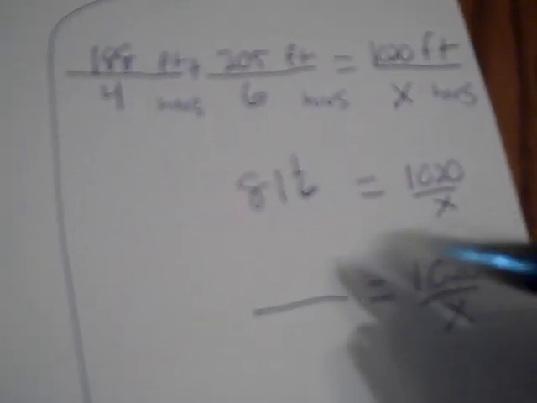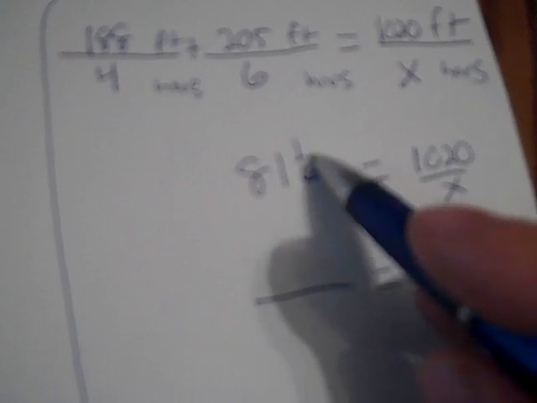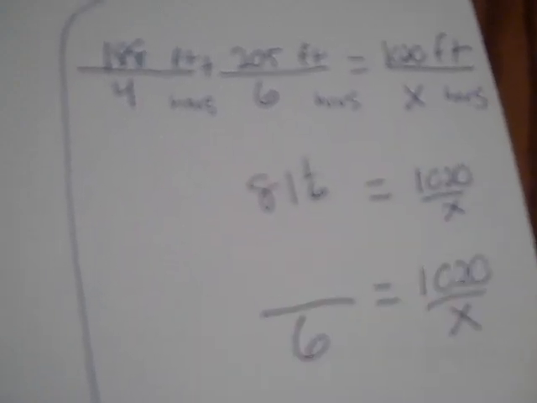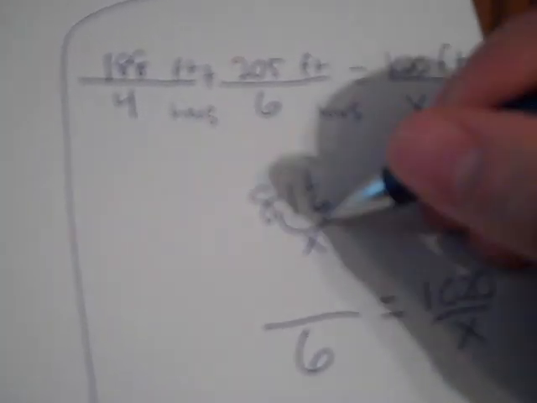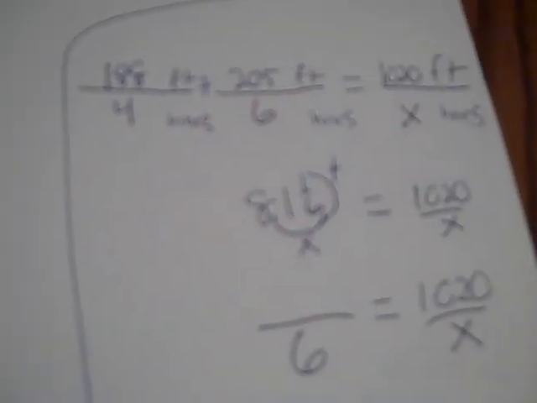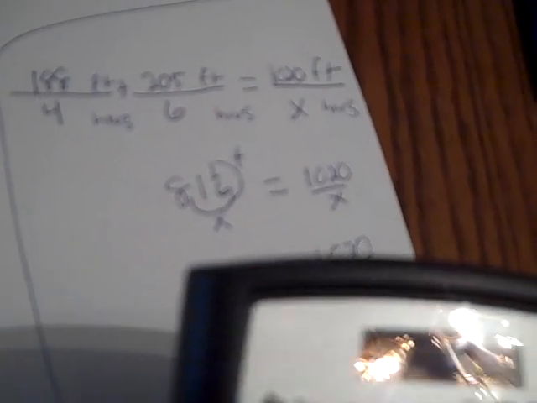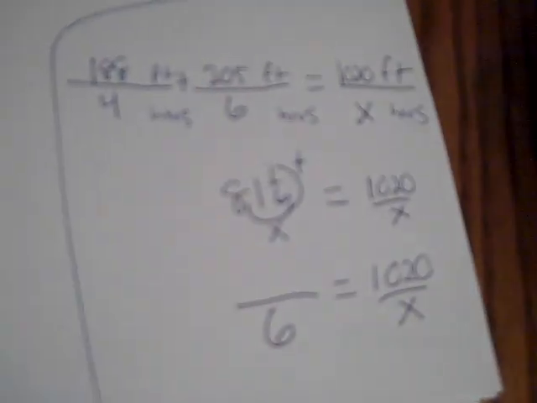So 188 and 1/4 plus 205 and 1/6. I get 81 and 1/6. Well, that's a mixed number, so that's not going to work. So we're not ready to multiply and divide yet, because I need to convert this into an improper fraction. What is the bottom number under the line? 6. Keep it there. Now the top, you take your whole number 81 times the bottom and plus the top. 81 times 6 plus 1 is 487.